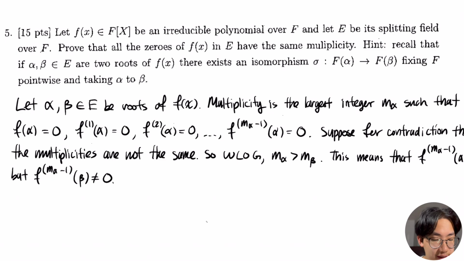So we'll proceed by using the hint that if alpha and beta are two roots of some polynomial f of x, then there is an isomorphism going from F adjoin alpha to F adjoin beta that fixes F pointwise and takes alpha to beta. What that means is that it fixes all elements in F, meaning if it's an element in F, sigma of that element is just going to be itself. So it acts like the identity on F. And it mapping alpha to beta simply means that sigma of alpha is equal to beta.